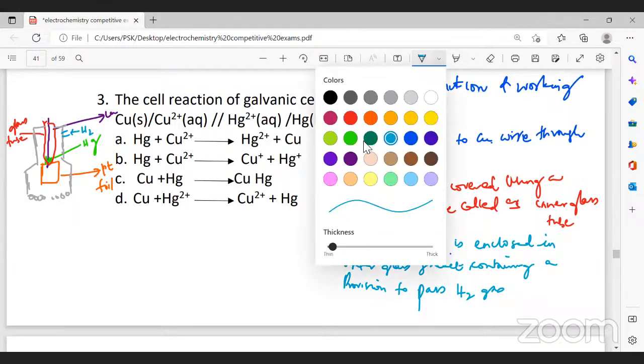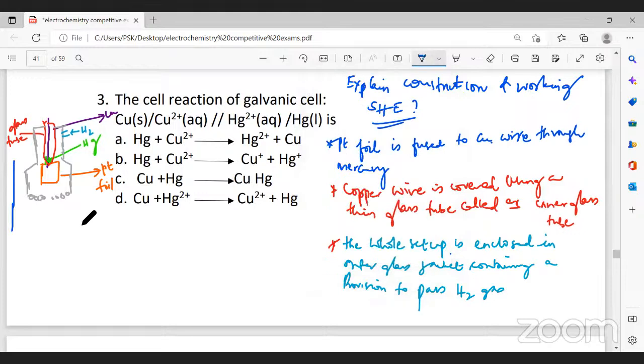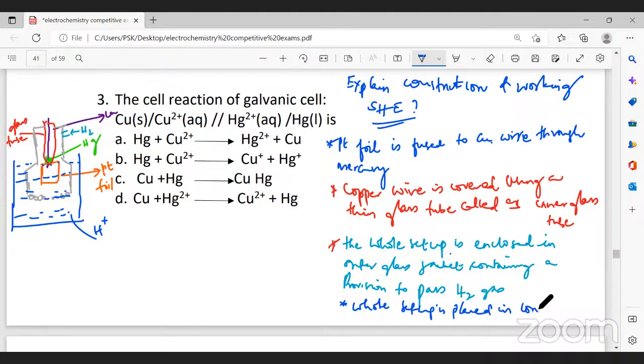Now, the whole of this setup is enclosed in a container containing acid. The whole setup is placed in a container containing what? Acid. Acid is represented as H+. Anything which gives H+ ions will be called an acid.